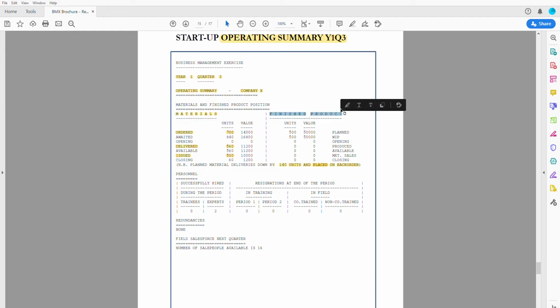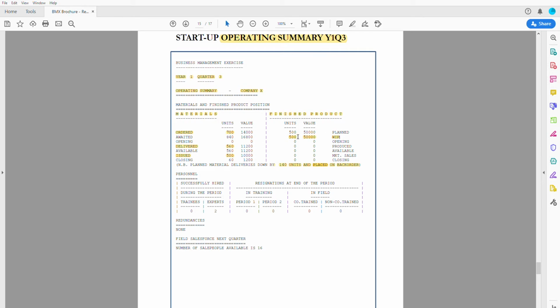Now, the factory is over here. It's called the finished product. You'll see that we first of all have plans. This is our planning that we just set up the quarter before. Next quarter we're planning to make 500 units. And this line here is what's important. It stands for work in progress. This is what was being built in the factory in year 1, quarter 3. 500 units were being built.